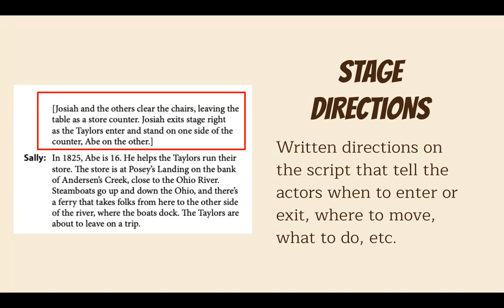And you'll see it says here, Josiah and the others clear the chairs, leaving the table as store counter. Josiah exits stage right as the Taylors enter and stand on one side of the counter, Abe on the other. It's telling the actors where to stand, what to do, where to exit, where to enter, to help manage the stage and the play.